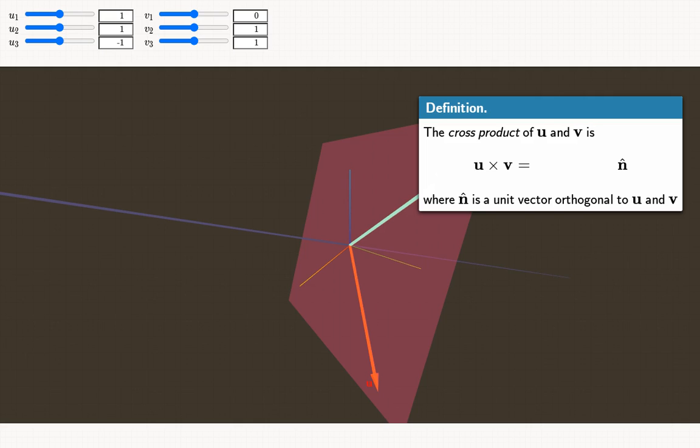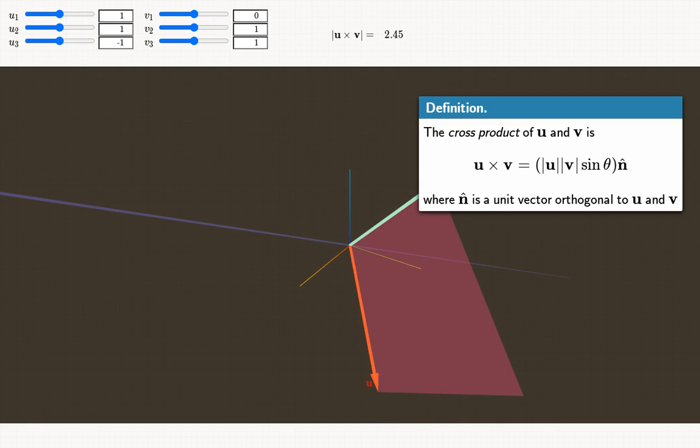For the length of the cross product, we're going to define it to be the length of u times the length of v times the sine of the angle between them, as opposed to cosine for the dot product. So why do we choose this length? I claim that this is exactly the area of the parallelogram defined by u and v. I'll explain why that is in a second.